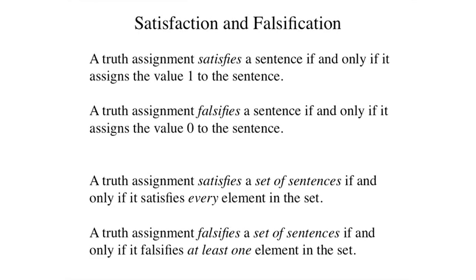Let's finish up our discussion of semantics with a few definitions for future use. We say that a truth assignment satisfies a sentence if and only if it assigns the value 1 to that sentence. A truth assignment falsifies a sentence if and only if it assigns the value 0 to the sentence. A truth assignment satisfies a set of sentences if and only if it satisfies every element of the set. And a truth assignment falsifies a set of sentences if and only if it falsifies at least one element in the set.